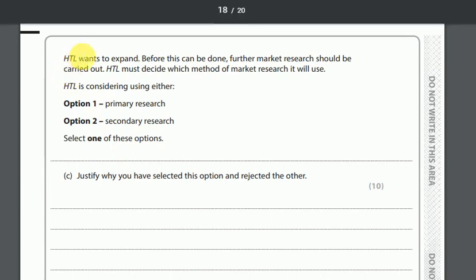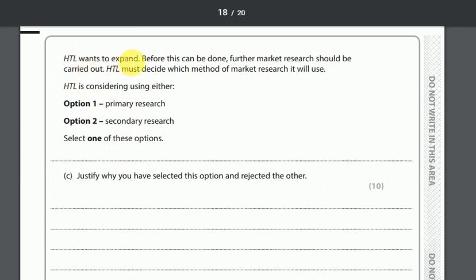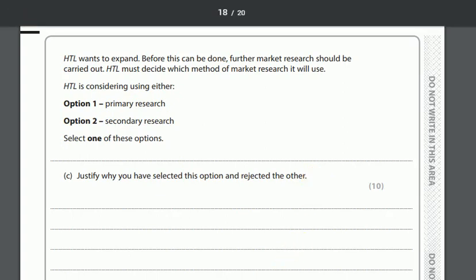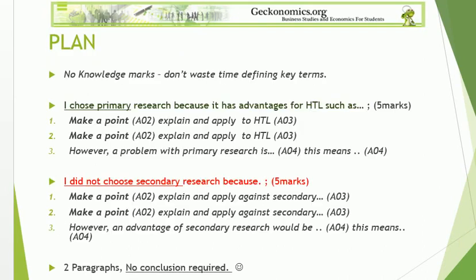HTL wants to expand. Before this can be done, further market research should be carried out, and you have to choose option 1 or choose option 2. I'm going to select option 1 and reject secondary research option 2. So a plan for this would look something like this.